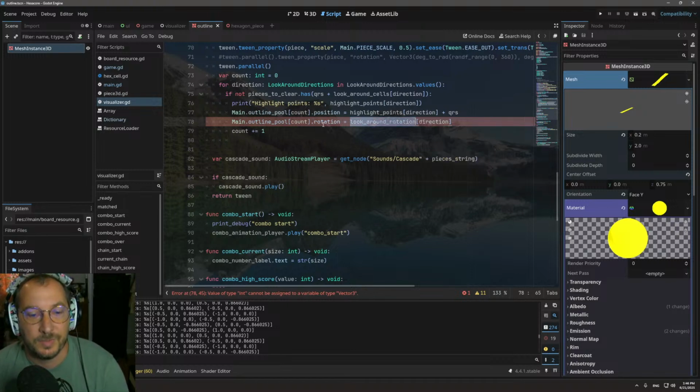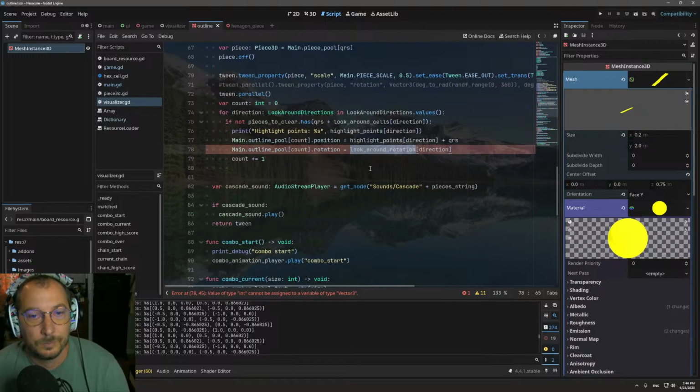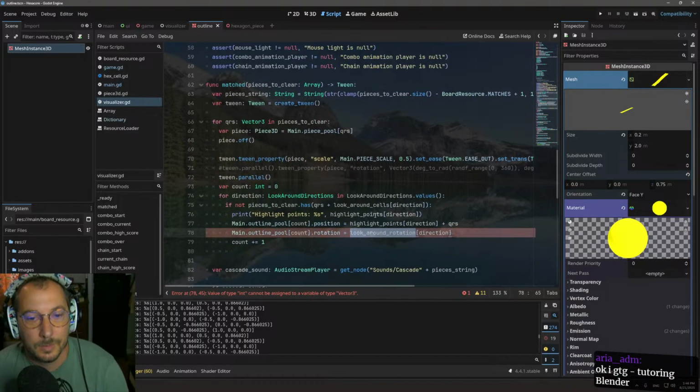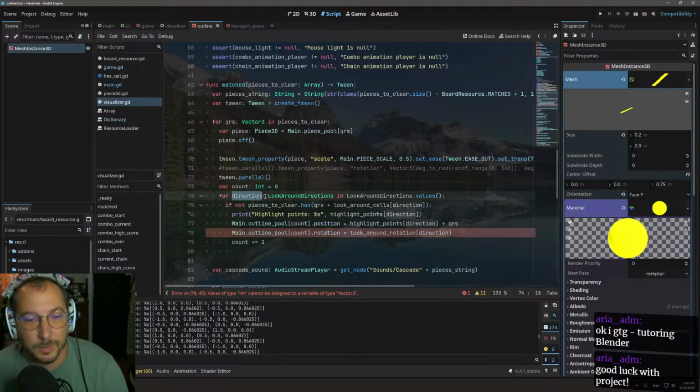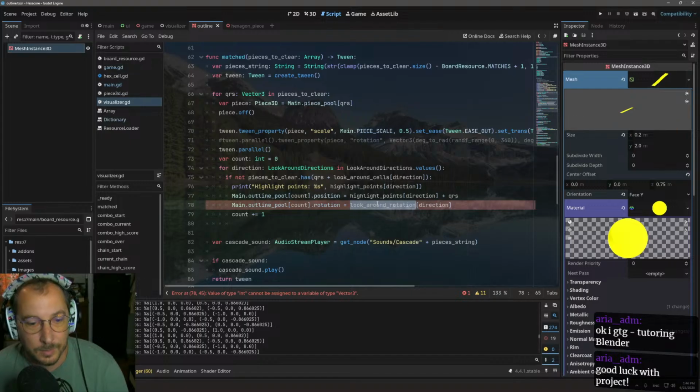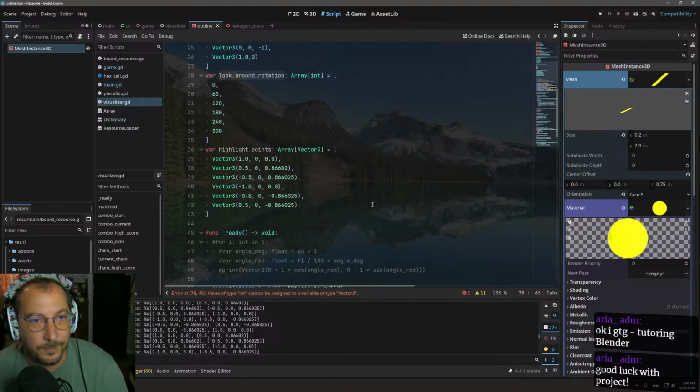Now, we're assigning look around rotation direction, around directions. Type of int cannot be assigned as such a vector 3.